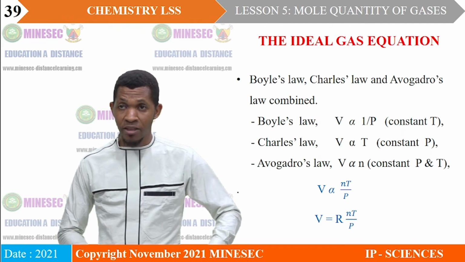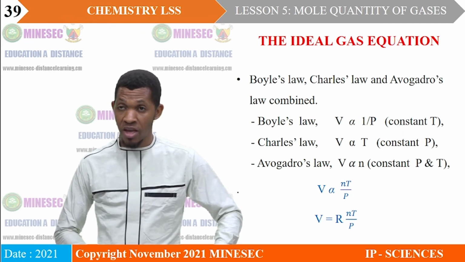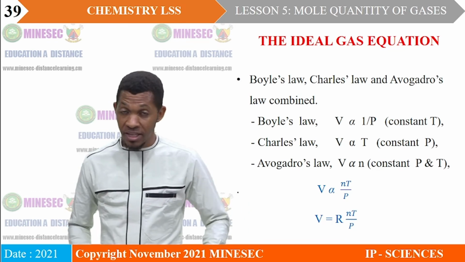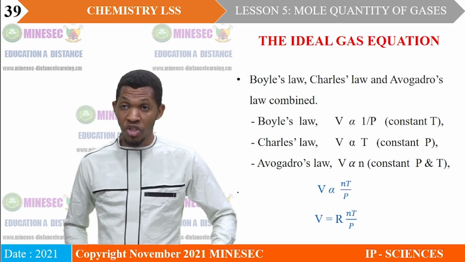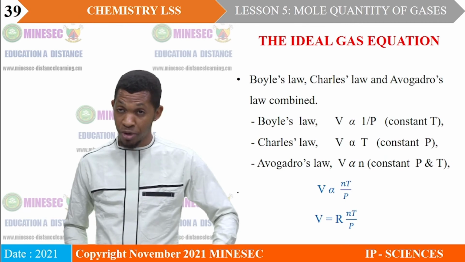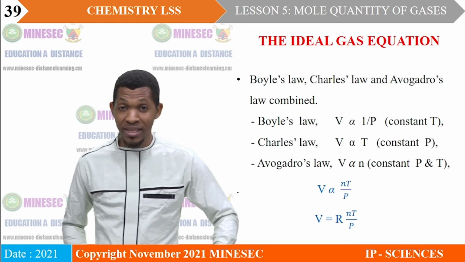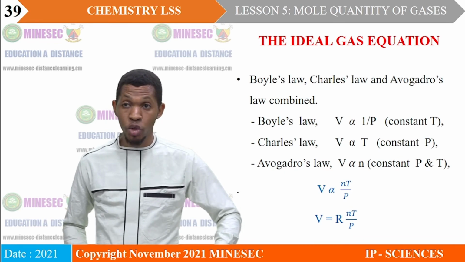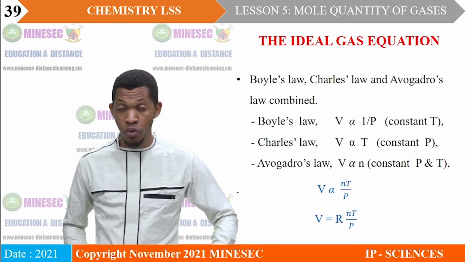Boyle's law states that a volume of a given mass of gas is inversely proportional to pressure at constant temperature. Charles' law states that volume is directly proportional to absolute temperature at constant pressure, while Avogadro's law states that equal volumes of gases at the same conditions of temperature and pressure will contain the same number of molecules.